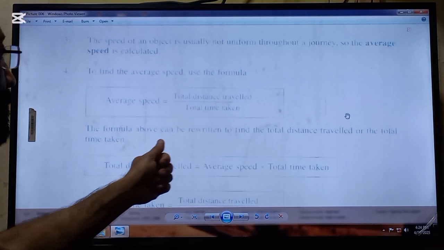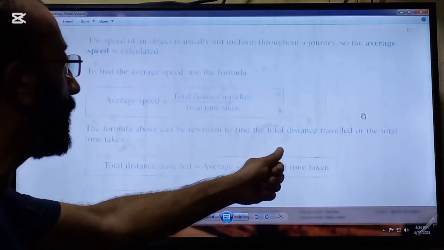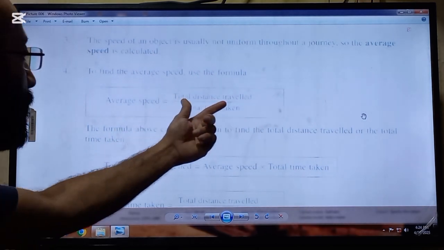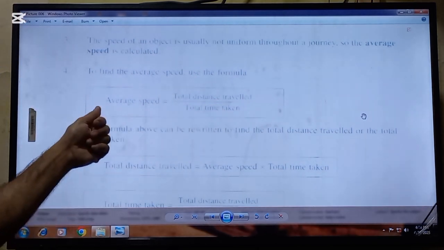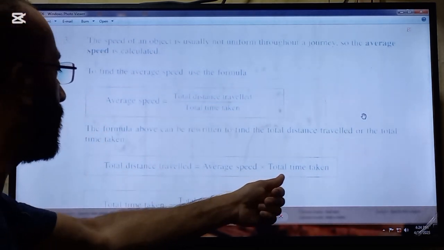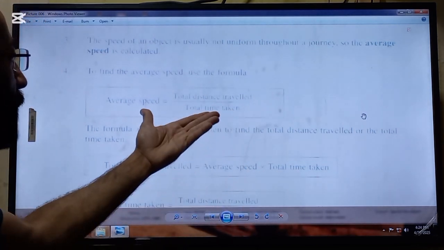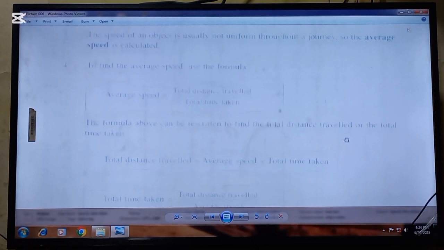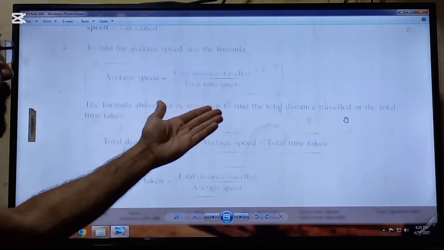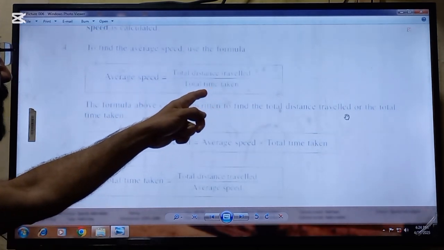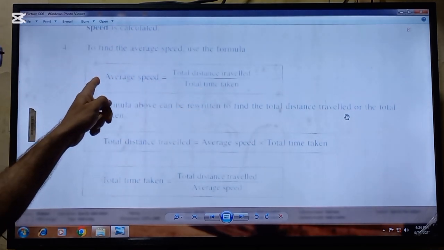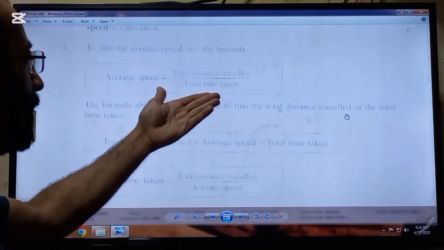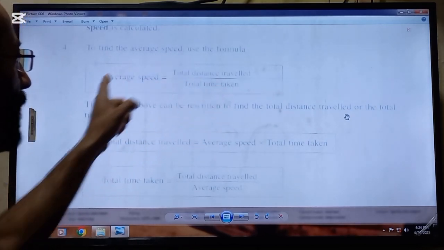The formula above can be rewritten to find the total distance traveled or the total time taken. So total distance will be equal to average speed multiplied by total time. So this is the alternate form of this formula. So actually this is the formula which you should remember. And from here we can make another alternate form. So shift this value time to the left side and this speed to the right side. So this is another alternate form of the same formula.